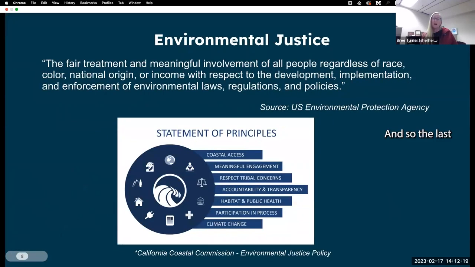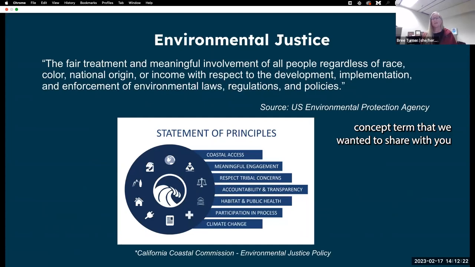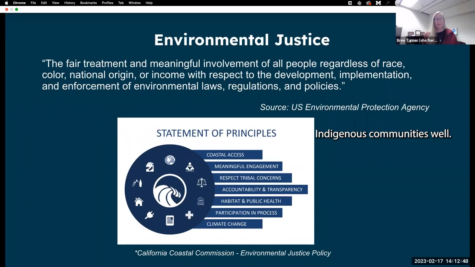The last concept we wanted to share with you in context setting is environmental justice. Likely you all are familiar with the concept. It's based on the reality that certain groups in society bear unequal environmental and economic burdens. And there has been a growing acknowledgement that the traditional understanding of environmental justice has not served Indigenous communities well. This is because the injustices they face largely stem from centuries-long removal, forced dislocation, or displacement from their lands.